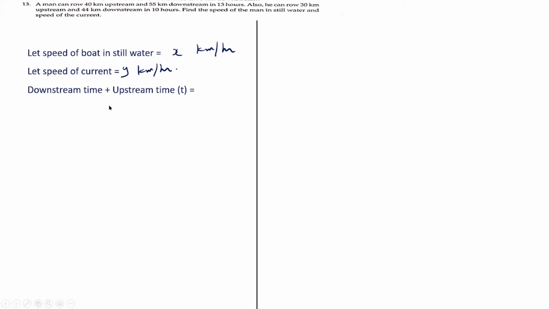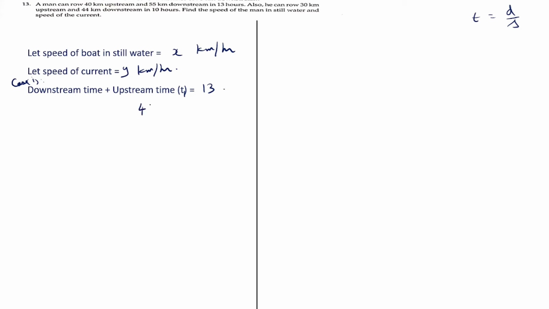Now we have the downstream time plus the upstream time. Let us take this as the first case, case 1. Here the downstream time and the upstream time are given as 13 hours. We know the formula for time: it is distance by speed. Here it is given a man can row 40 km upstream.